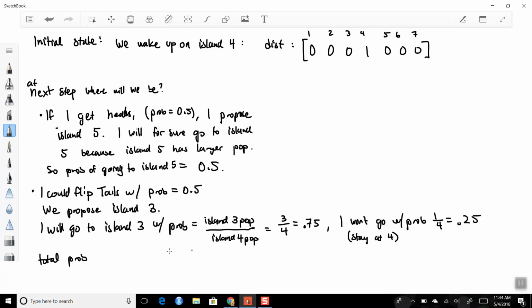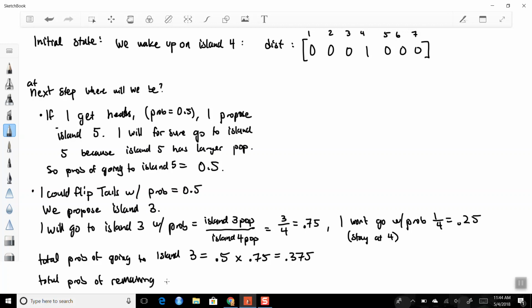Is that okay? And then the total probability of going to island 3 is going to equal 0.5. I have to first flip tails, and then times 0.75. And then the total probability of remaining at island 4 is equal to 0.5 times the probability of staying, 0.25, which is 0.125.